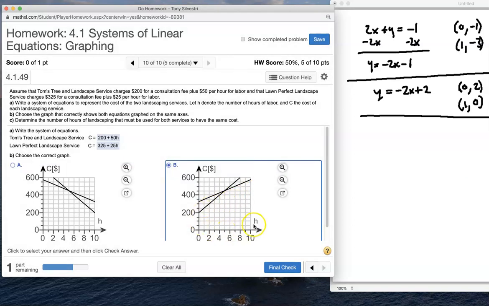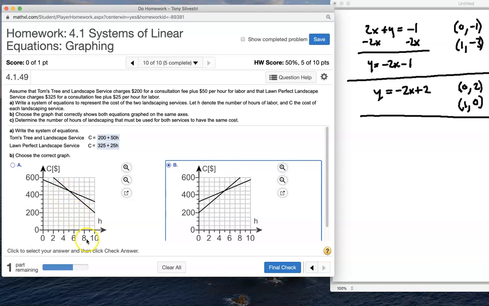When h is 0, we have one line that starts at 200 and increases. In fact, this has got a positive slope. Remember slopes? y equals mx plus b. Well, this is your b. This is your slope. It's got to be increasing, and this is increasing. As the hours increase, the cost increases.